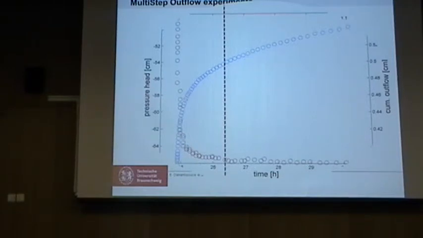More specifically, we can distinguish two stages of the outflow data. We have a very quick outflow immediately after the pressure head is applied at the lower boundary, followed by a time-dependent outflow. And of course, these data cannot be described by the Richards equation, because the Richards equation assumes that once we have equilibrium here, then the water content, or the cumulative outflow, should also be in equilibrium.